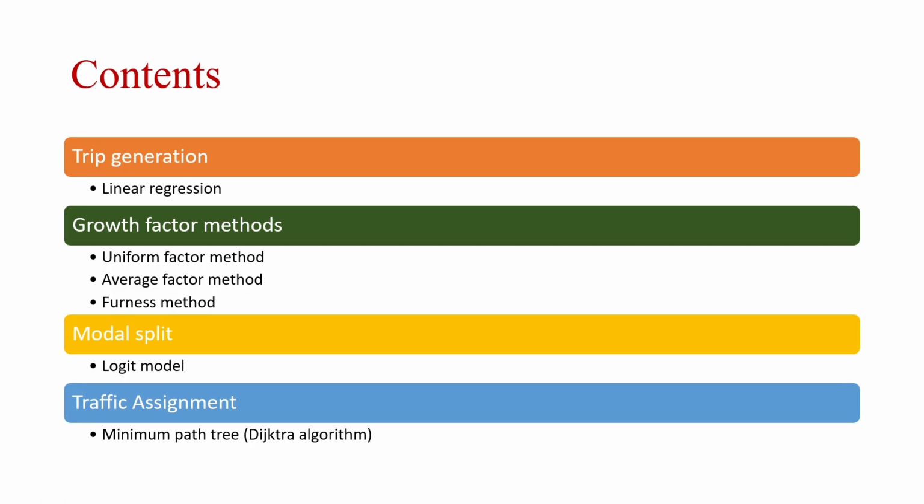So in transportation planning, we have four types of numerical problems. One is in the trip generation stage, where we will be developing some equations in order to define the trips. And the second one is about the growth factor method, in which we are going to provide the trip distribution in the future by using various methods like the uniform factor method, average factor method, Fratar method, and Furness method.